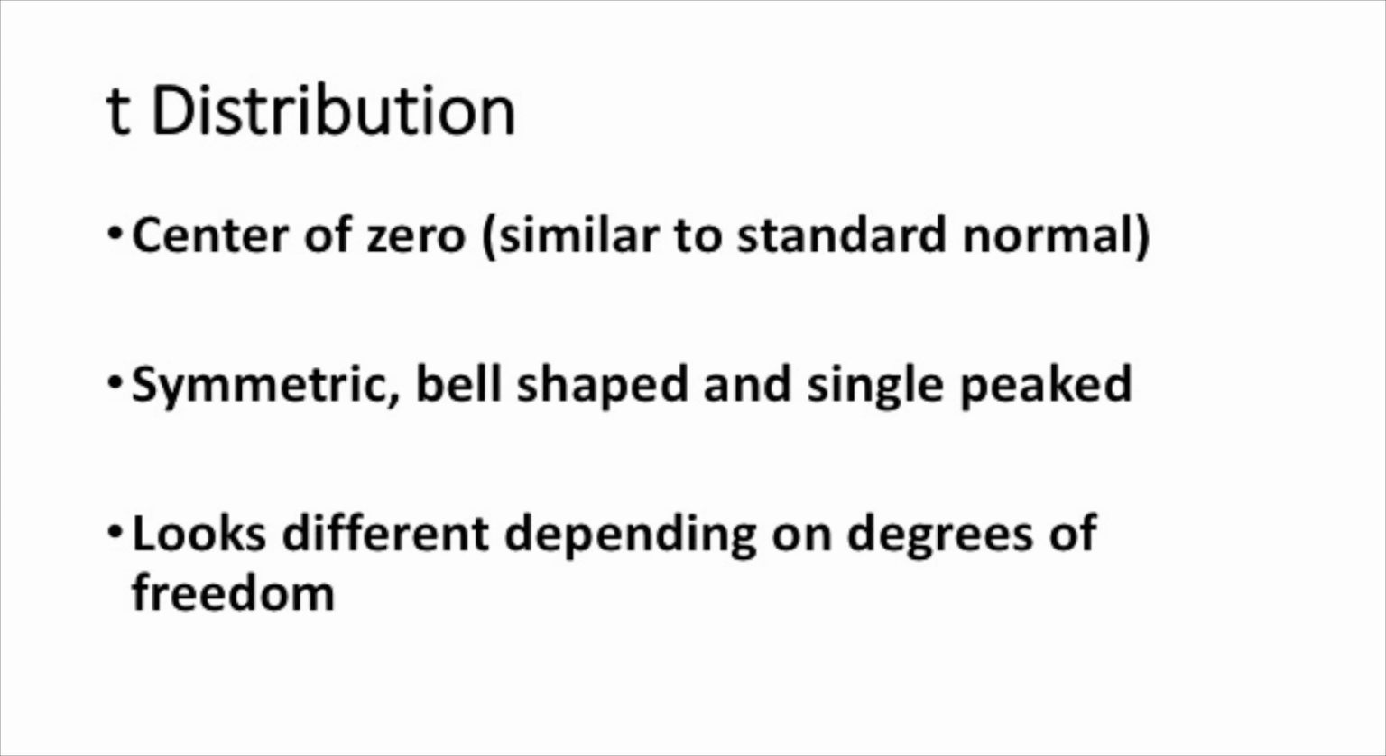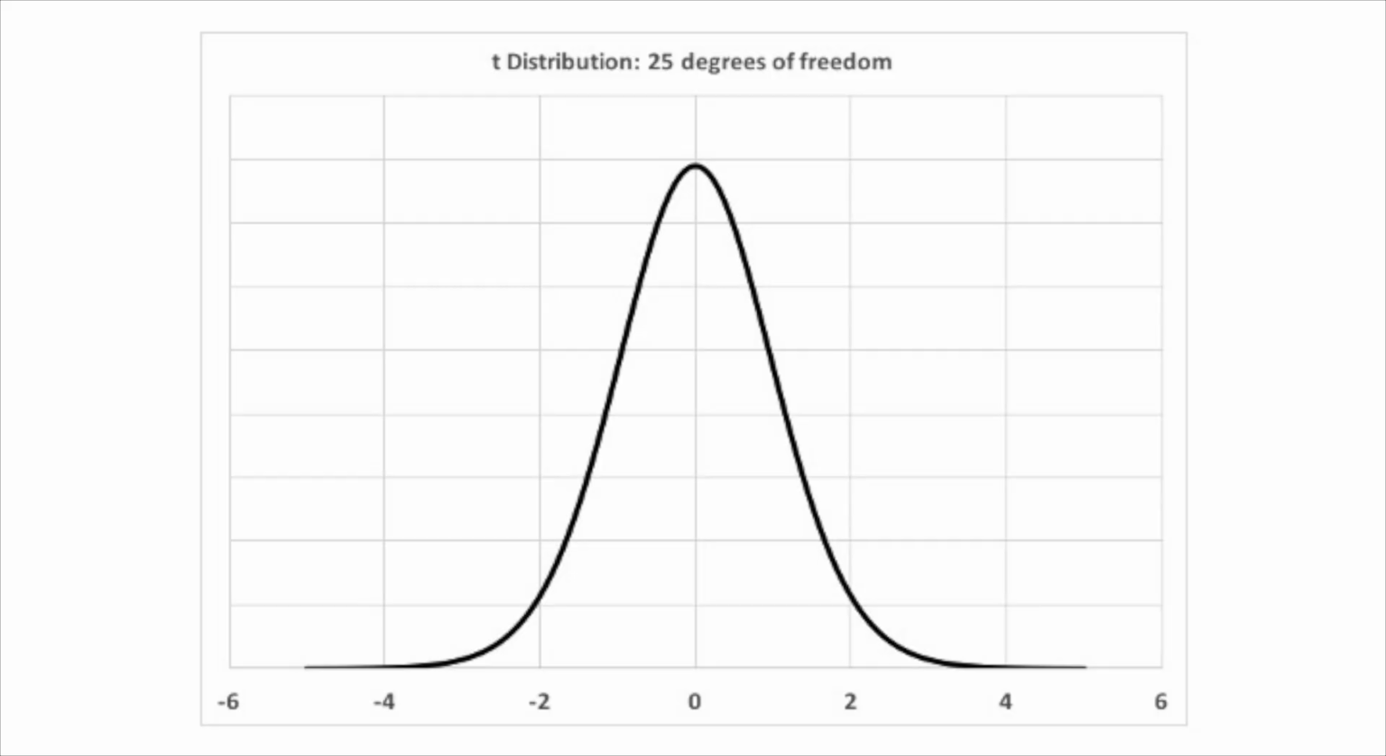Greetings, folks. Welcome. A t-distribution looks a heck of a lot like a standard normal distribution in that they both have a center of 0. They're both symmetric, bell-shaped, and single-peaked. But the t-distribution is different than the standard normal in that the t-distribution looks different depending on the degrees of freedom. Here's an example of a t-distribution with 25 degrees of freedom. Again, it's symmetric, single-peaked, bell-shaped, and it has a center of 0.